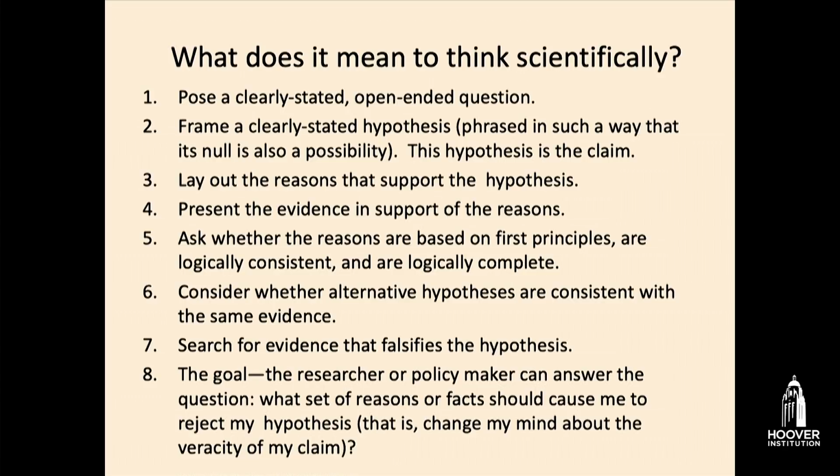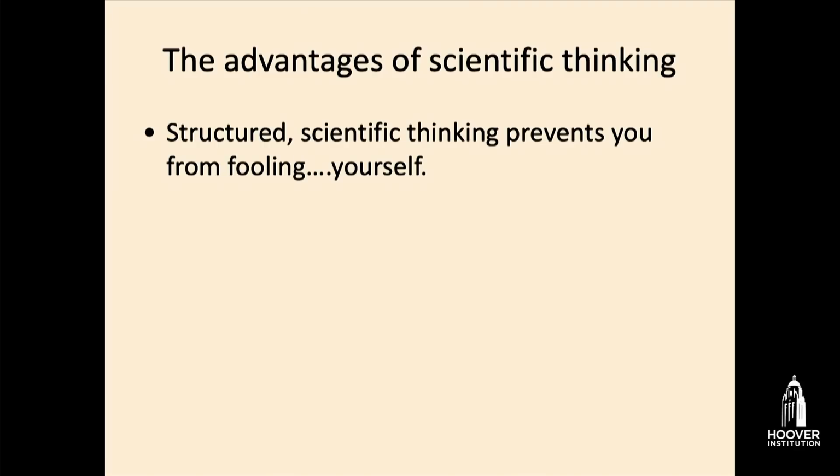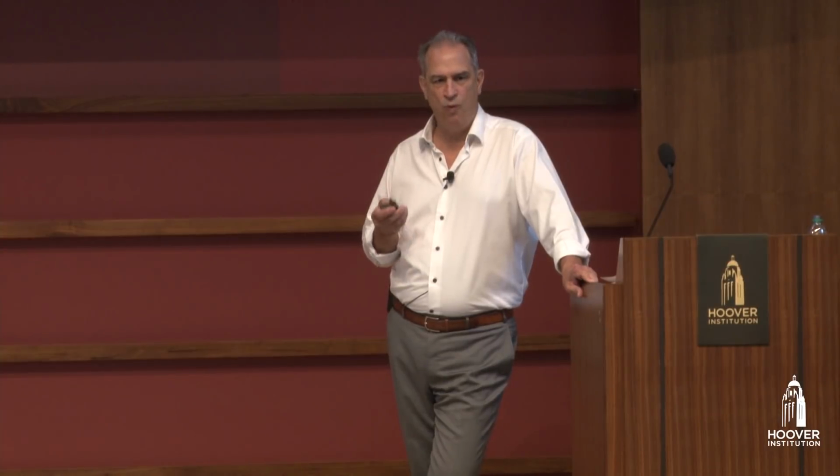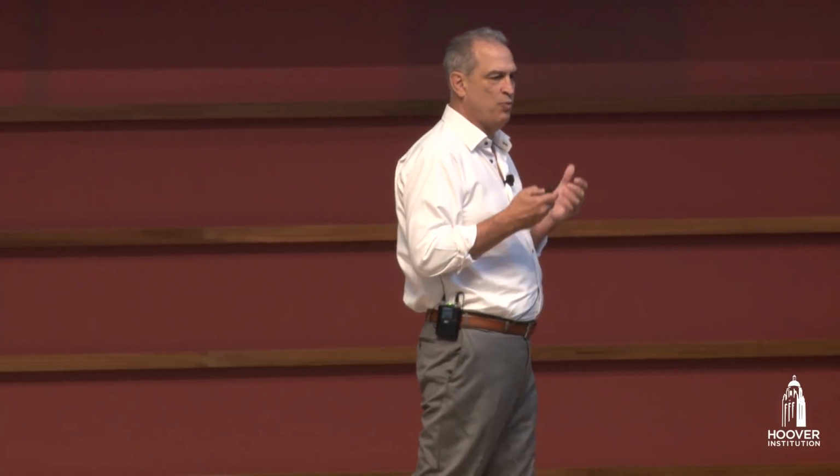The goal is, as I said before, to be able to answer the question, what set of facts, if true, or what set of reasons would make me change my mind? Now, there's an advantage to this, and it's not about not fooling other people. The easiest person to fool is yourself. This is why the scientific method exists. It came into use not because it was charming and not because you could overcome other people's objections. It kept us from deceiving ourselves, and we are really, really good at deceiving ourselves.